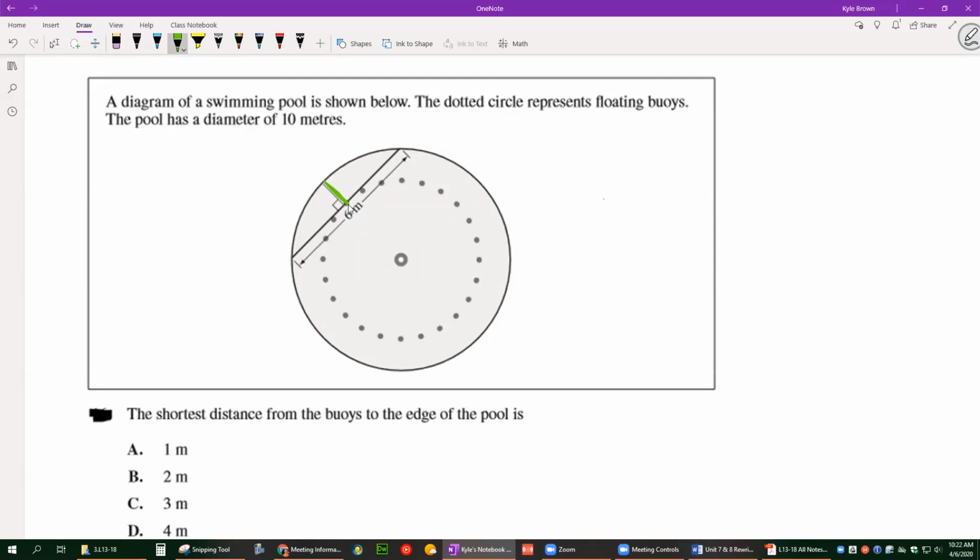Now we do know some things, though. We know that that whole thing is 6, and we also know the diameter of the pool is 10 meters. So we know the length from there to there. From there to there is 8 meters. And that's pretty much it.